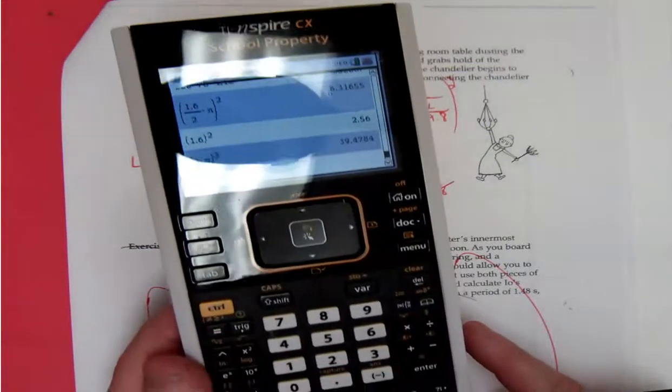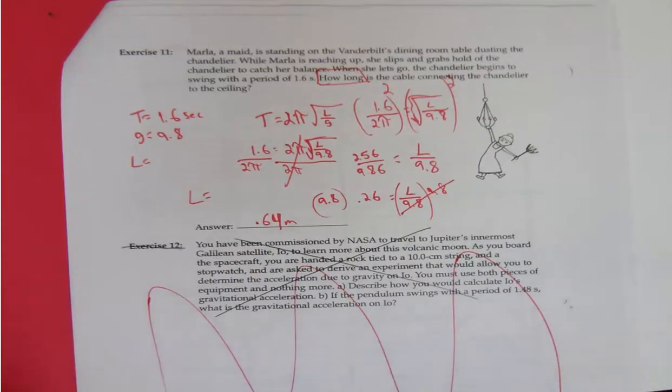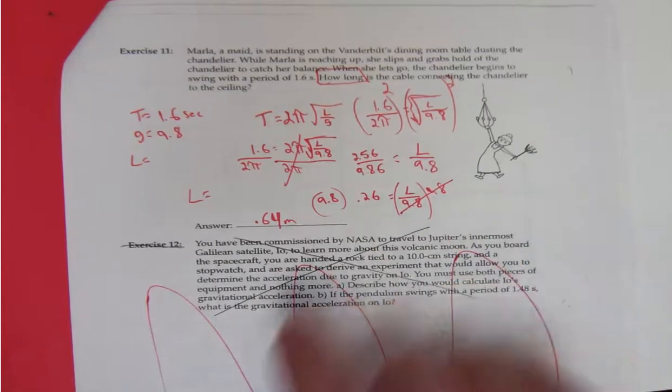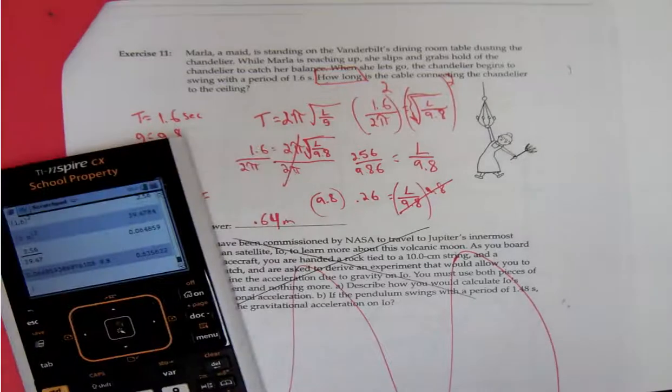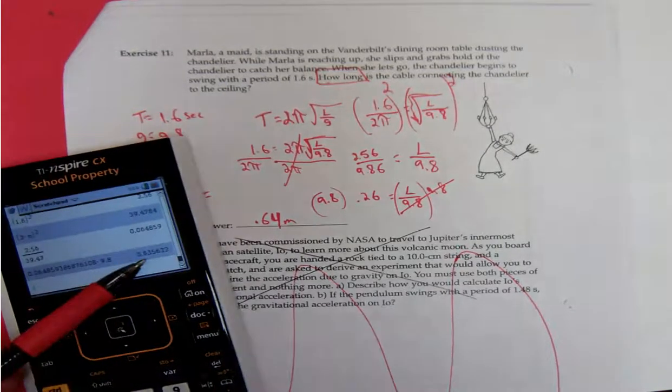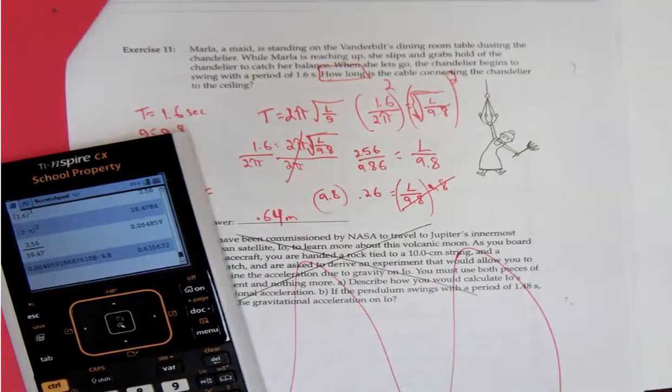There we go. So 2.56 divided by 39.47 gives us 0.064 times 9.8, because we got to multiply that 9.8 over. Yeah, I knew I could do it. See? Never surrender. 0.635, which rounds to 0.64 meters. Boom! We did it. And that's how you do it right there.